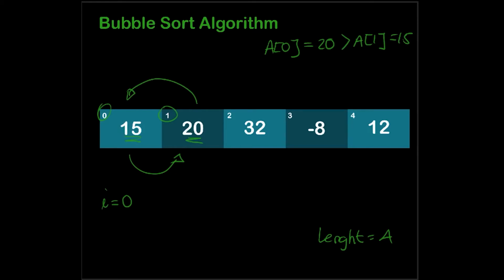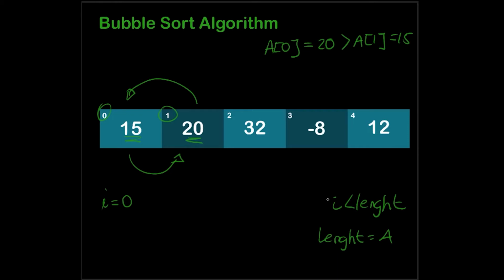Now, all we have to do is verify if i is still smaller than the length. At this point, i equals 0 and the length equals 4. So i is still smaller than the length, and we can keep on going to the next element of the array.